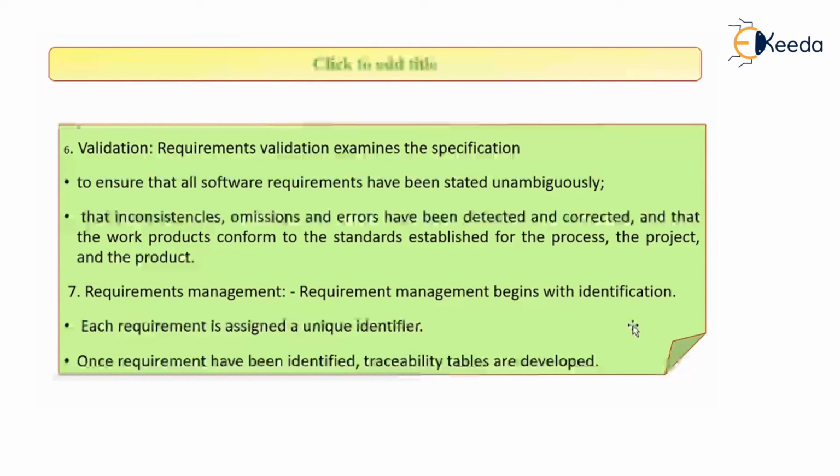Validation. It examines the specification in order to ensure that all the requirements have been stated unambiguously, so that none of the requirements are left uncovered. It also ensures that inconsistencies, omissions, and errors have been detected and corrected, so that the work products conform to the standards established for the process, the project, and the product. So validation is essential to remove any inconsistency in the system.